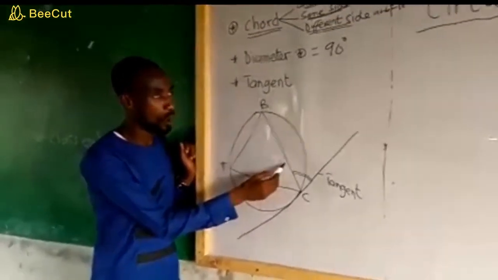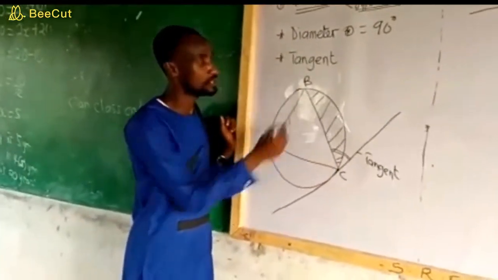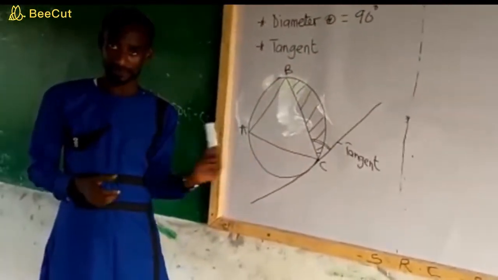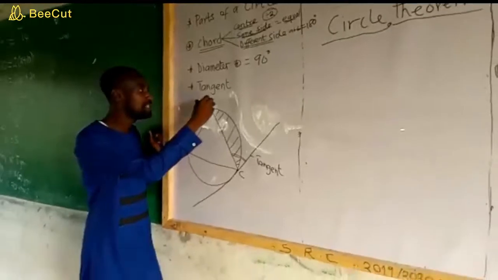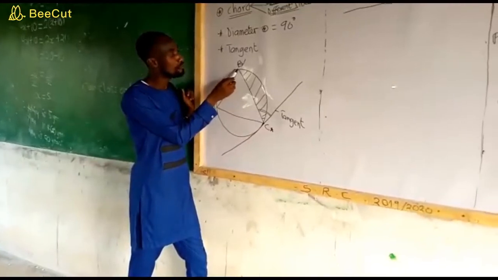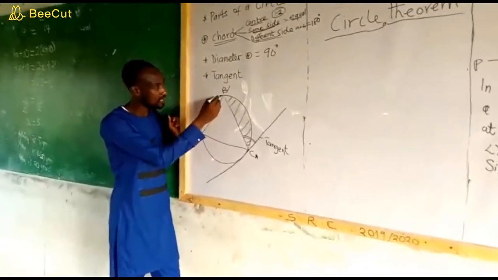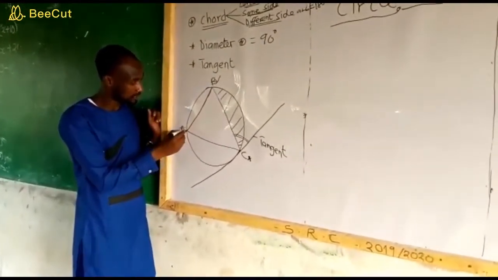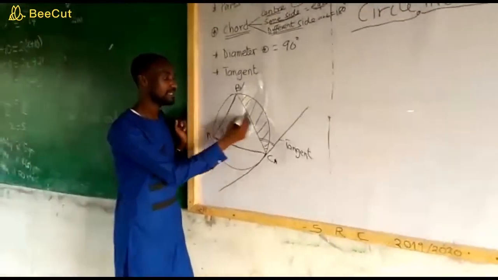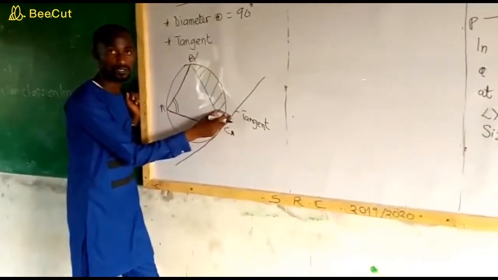Now, this chord has divided the circle into two parts, where I have the shaded and the unshaded part. So the chord is BC. I want to move from B to C, but I don't want to use this short route. Where can I go? I can come here. From B, I will come to A, then go to C. Meaning the angle at A is the same as the angle the tangent and the chord make.